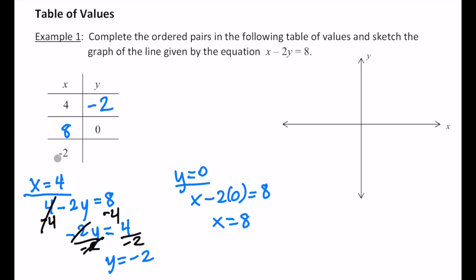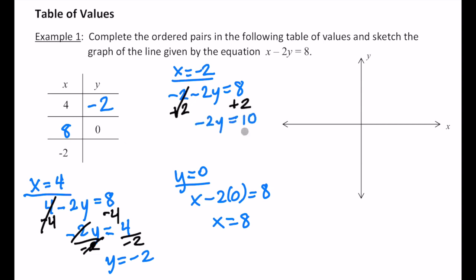And for the third ordered pair, we'll start with x equal to -2 and substitute that into the equation. Now we'll isolate the variable y, so we want to cancel this -2 by adding +2 to both sides. And now we'll divide by -2 on both sides to isolate y. And that leaves us with y is equal to 10 divided by -2, which is -5. So when x is equal to -2, y must be equal to -5. And that gives us our third ordered pair.